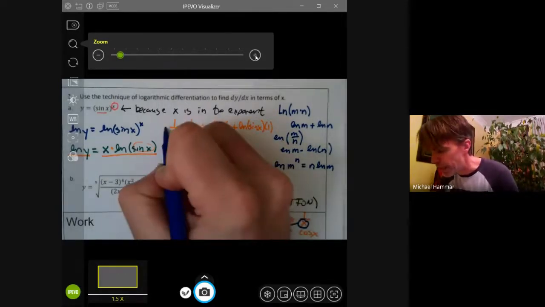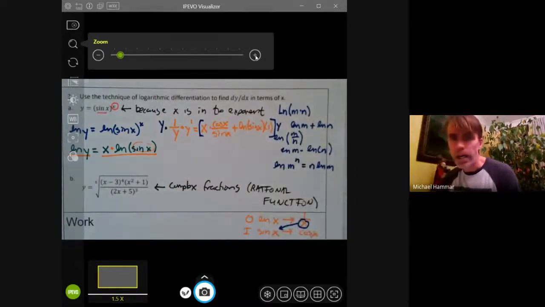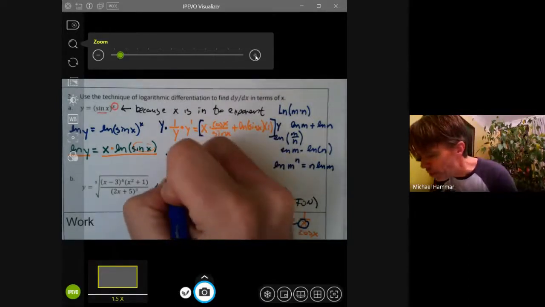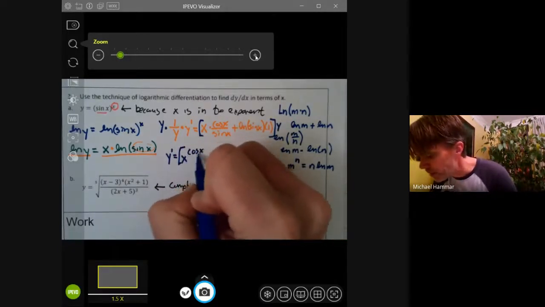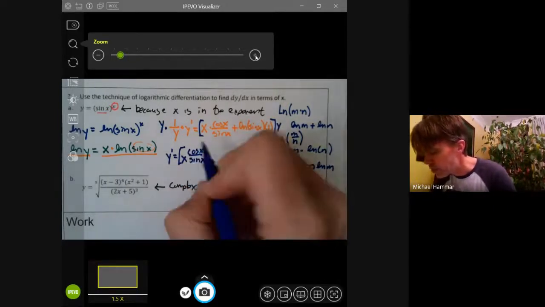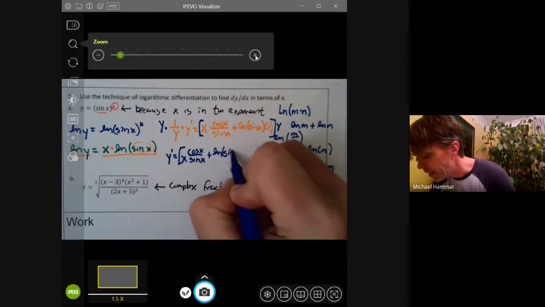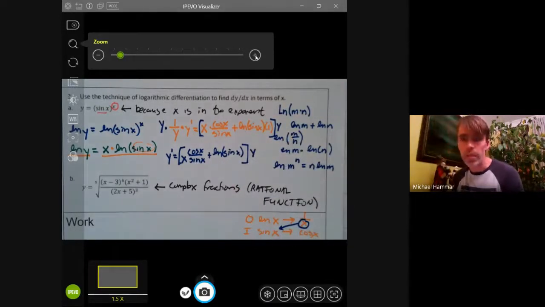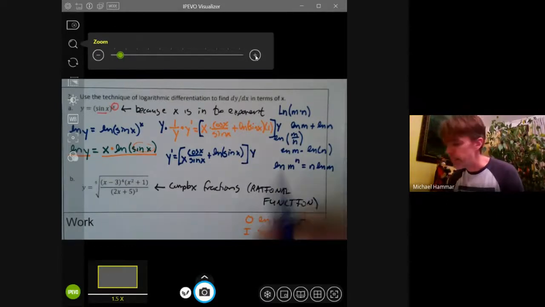So we're going to multiply both sides by y. So notice I am multiplying both sides by y. So what I'm going to end up with is y prime equals x cosine of x over sine of x plus the natural log of sine of x, all times y on this side. Okay? Now, the issue is we can't have a y over here because they want it only in terms of x.